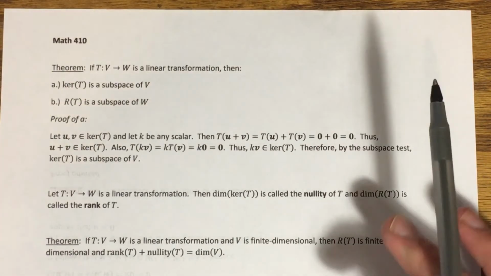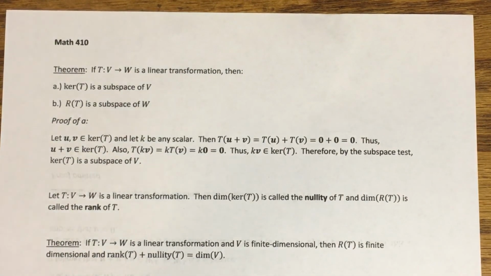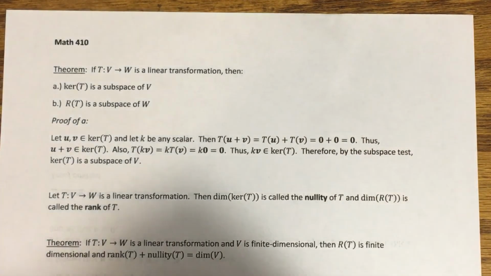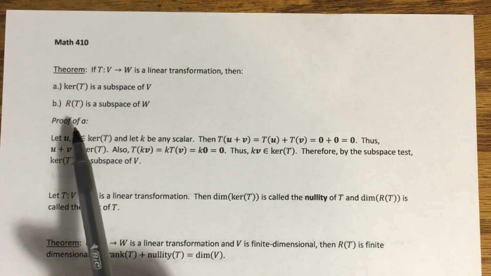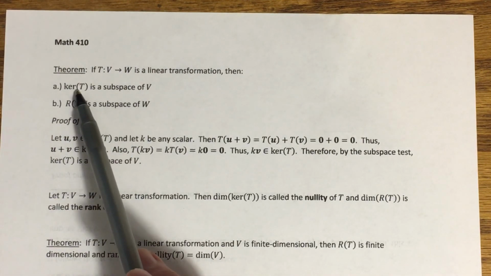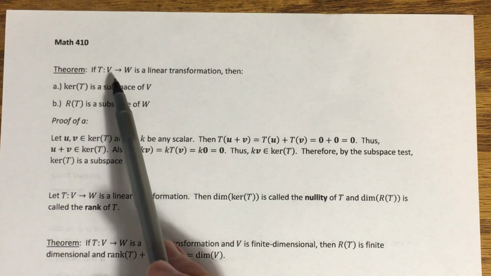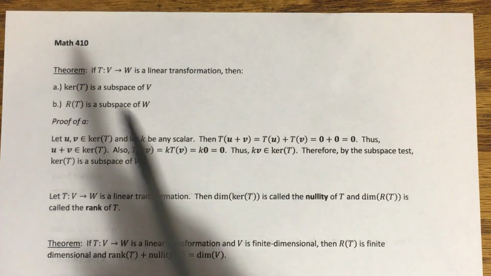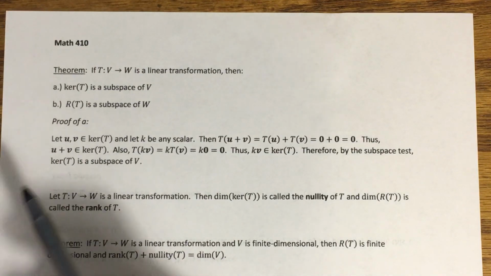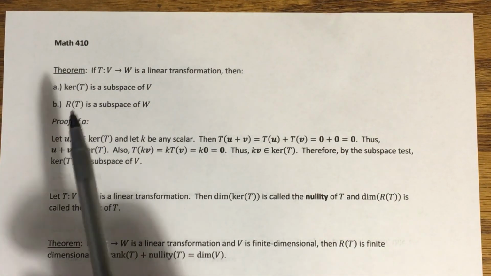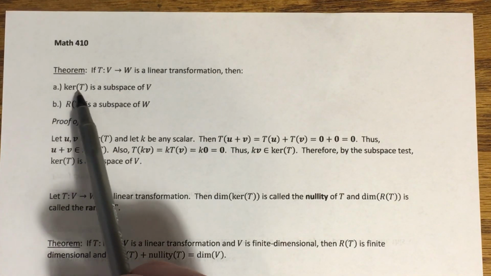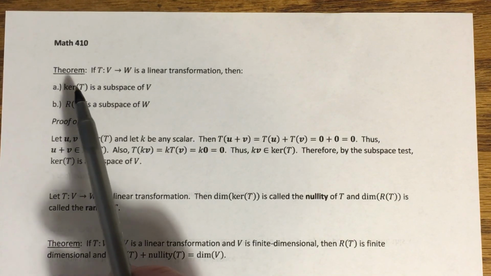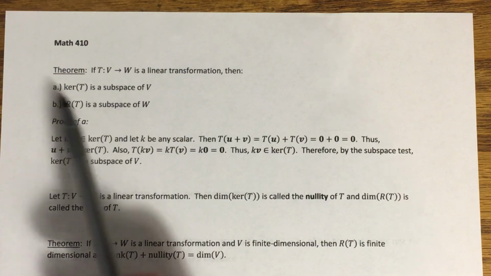Your book proves both A and B. To keep things from getting too long here, I just want to prove A. The proof of B is not much different. You just use the defining property of the range, or what a range is defined to be. So remember, if you want to prove that a non-empty set is a subspace of a vector space, then you need to show that it satisfies the subspace test. The subspace test is where we show that if U and V are vectors in this subset, then U plus V will belong to the subset, and K times U, or K times V, for any scalar K also belongs here.